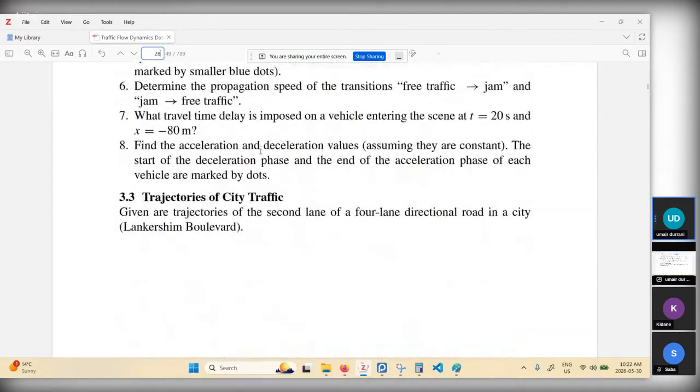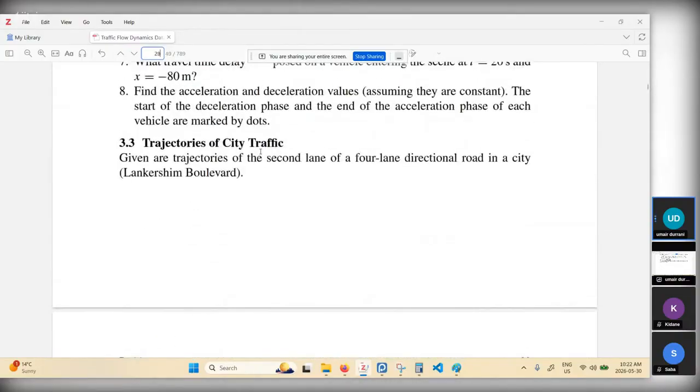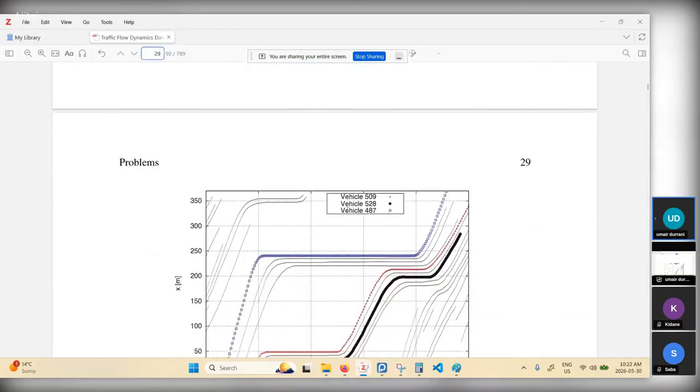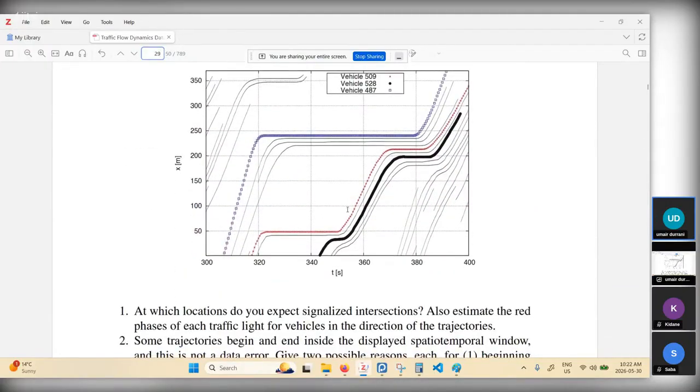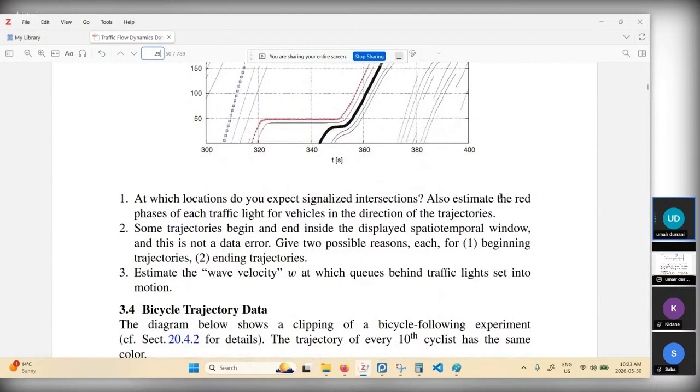All right, now the final section before we go to the next chapter is trajectories of city traffic. Given are the trajectories of the second lane of a four-lane directional road in a city. This is from Lankershim Boulevard, which was the data gathered for the NGSIM project. So we have these three colored trajectories for three different vehicles. The question is, at which locations do you expect signalized intersections? Also, estimate the red phases of each traffic light for vehicles in the direction of the trajectories.